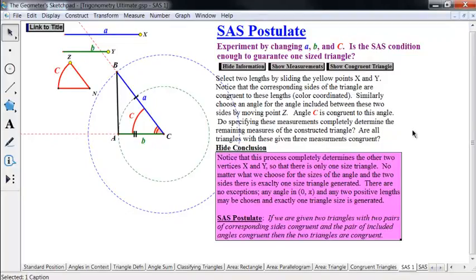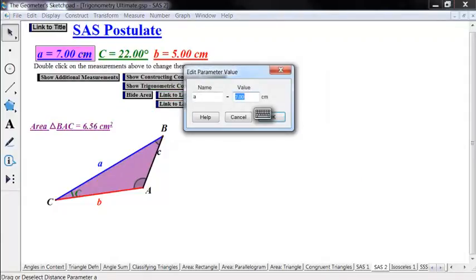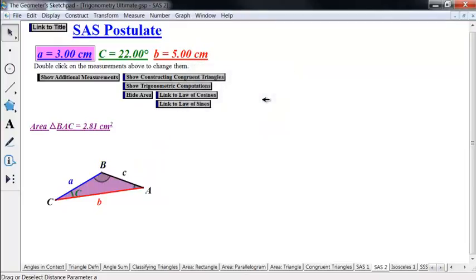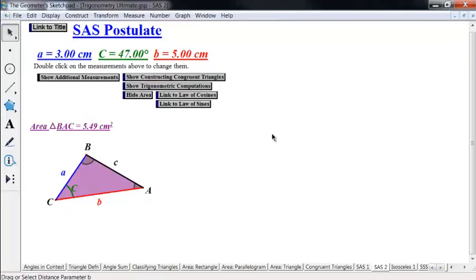And of course then we get our conclusion, the side angle side postulate. This one is also done by parameter. So I can enter, say, 3 centimeters. This one works with degrees, and say I want 47 degrees for the middle, and then say 5 centimeters. It draws it to scale, and if you click on this, it shows you the additional measurements.